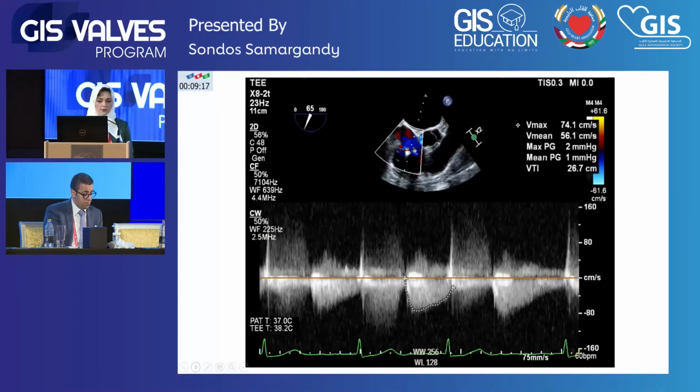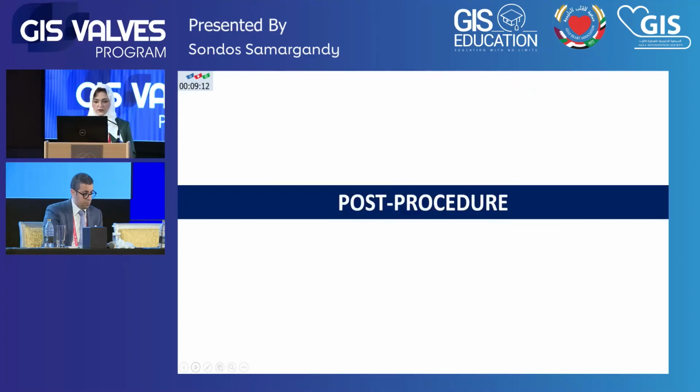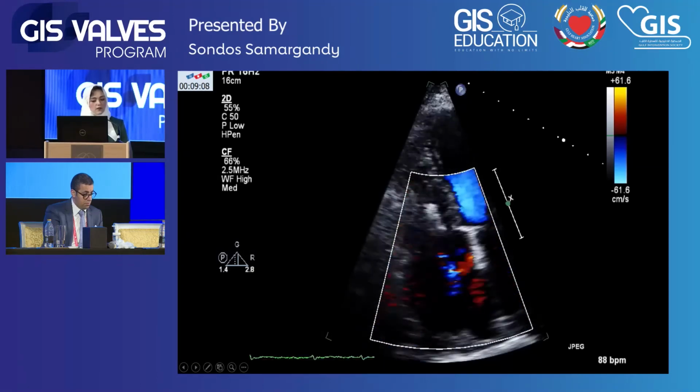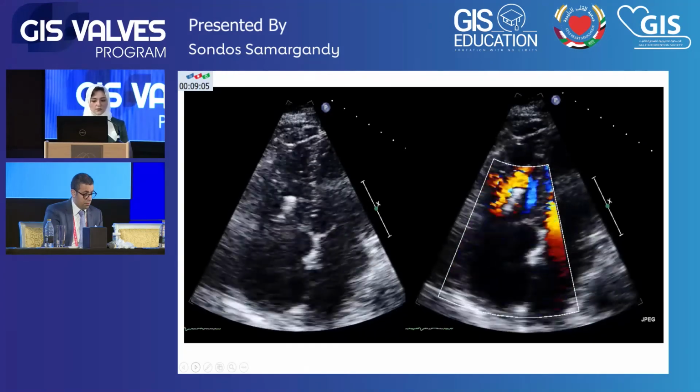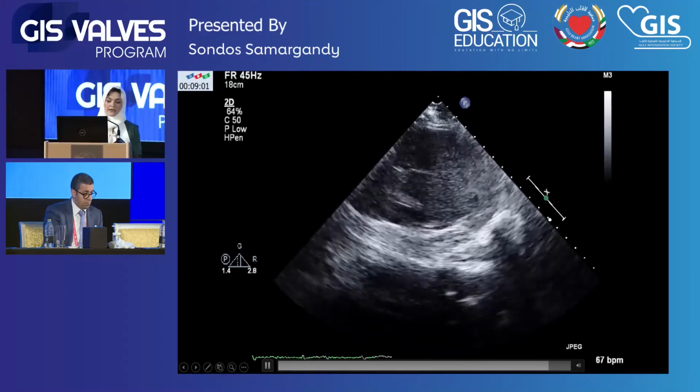Excellent results. Gradient is good. And this is our post-procedural. Next day, fine. We have some squirt of a TR. It's fine. The gradient is good. The patient is good. And you can see, out of the back, the IVC was completely collapsed now.